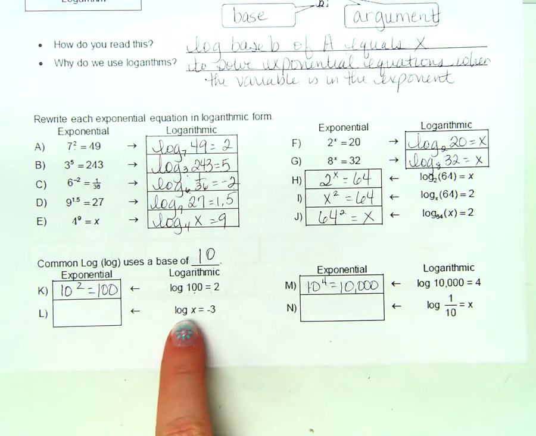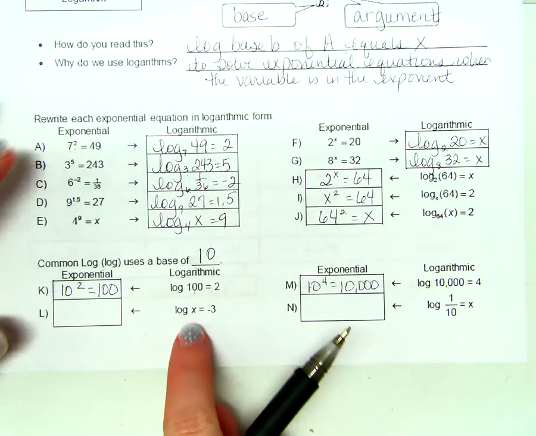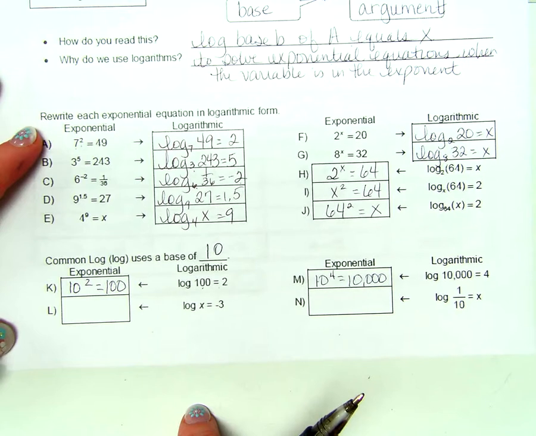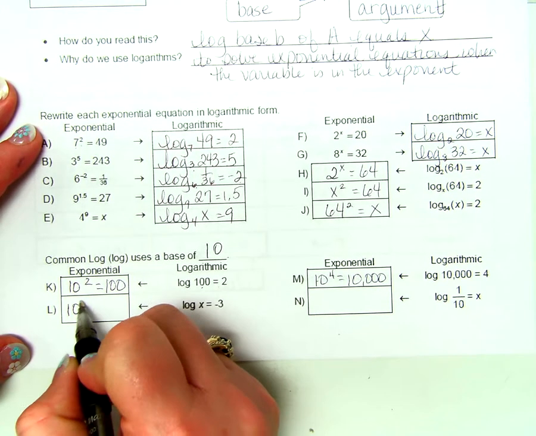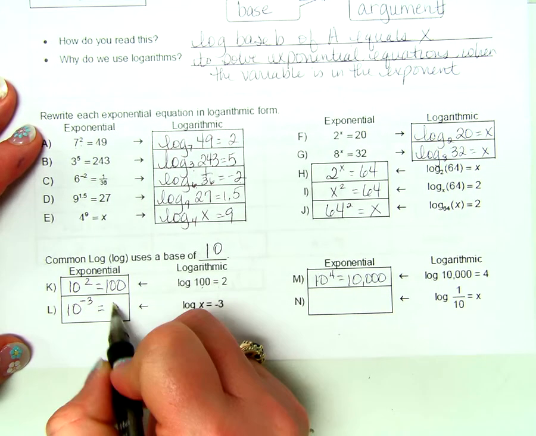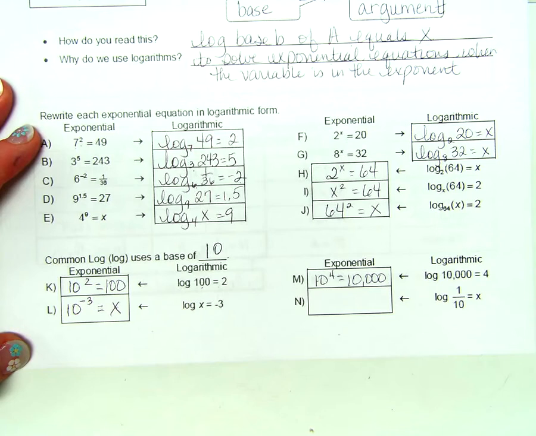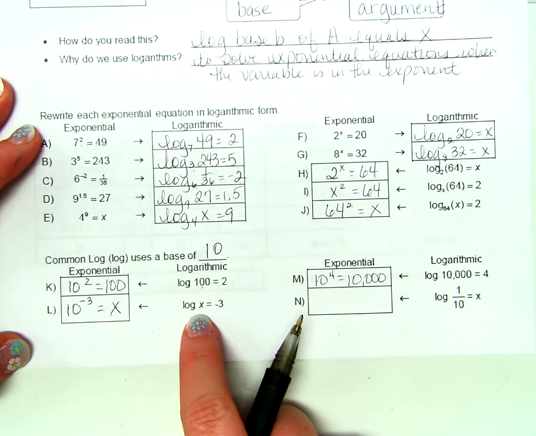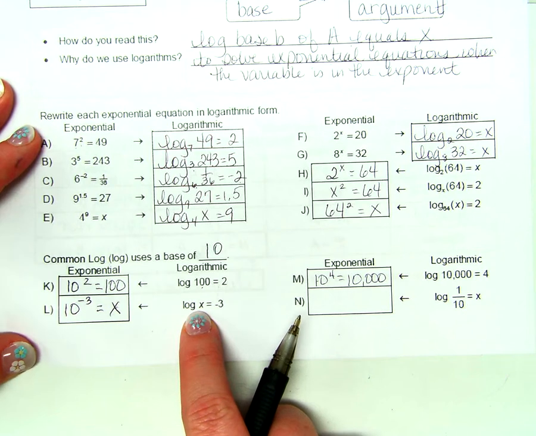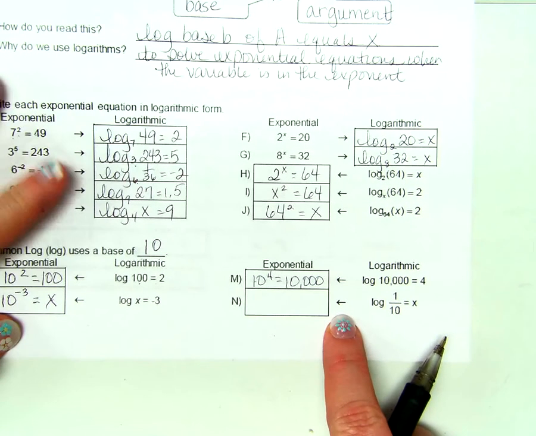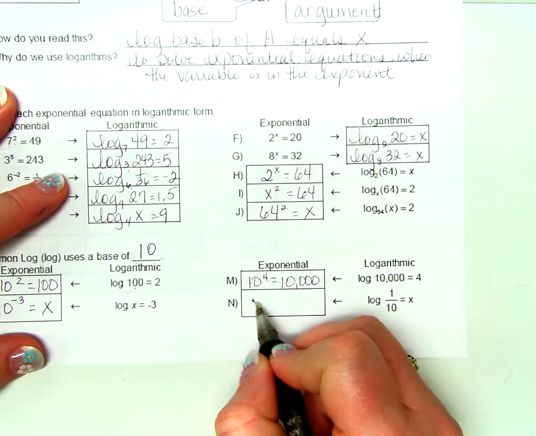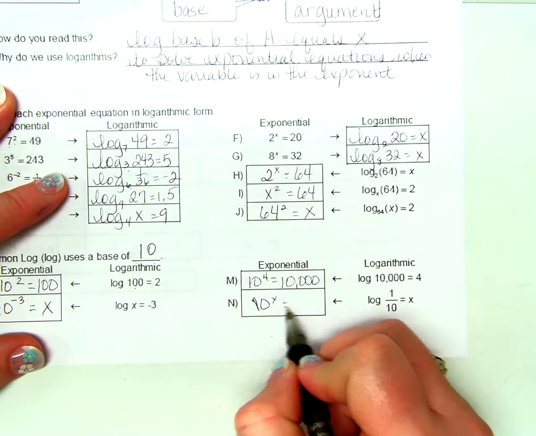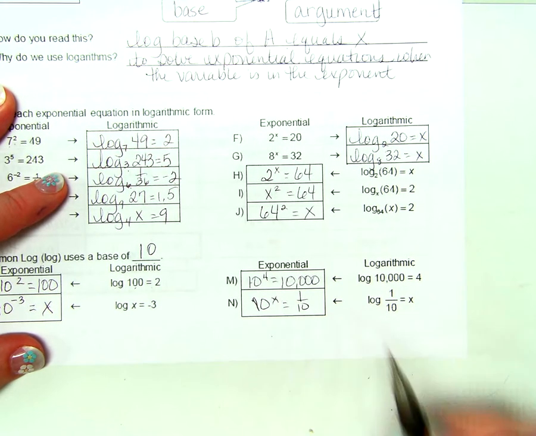If there's not a base written down, let's rewrite L. How are we going to rewrite L? 10 to the negative 3rd equals x. It didn't say a 10, but because it doesn't say a 10, it's implied, right? What about n? 10 to the x equals 1 over 10. We good so far? Okay.